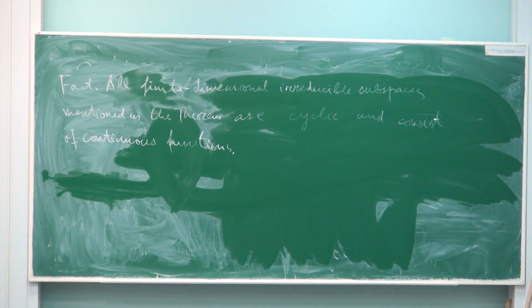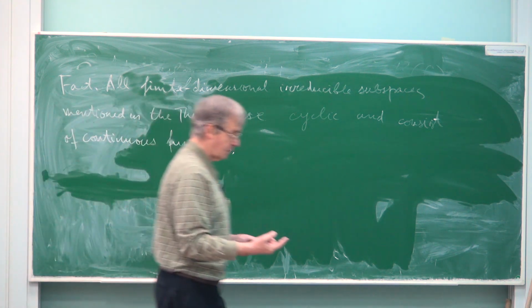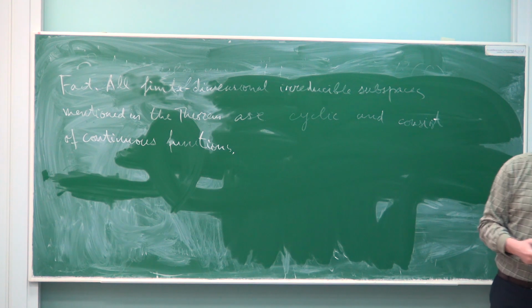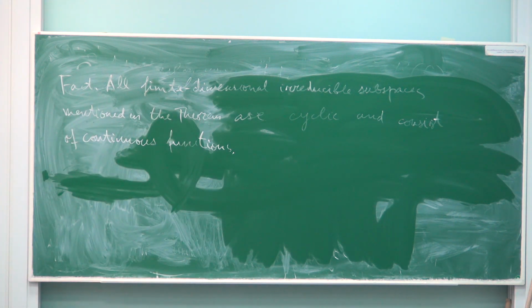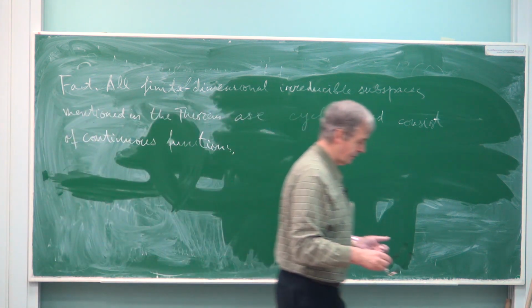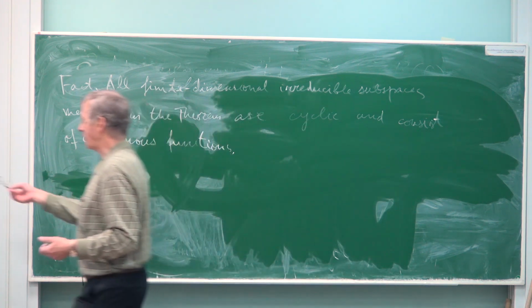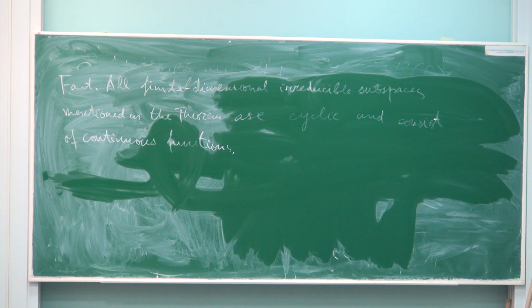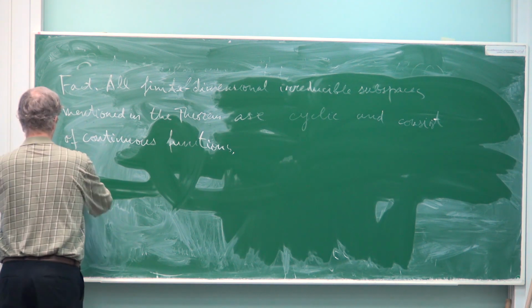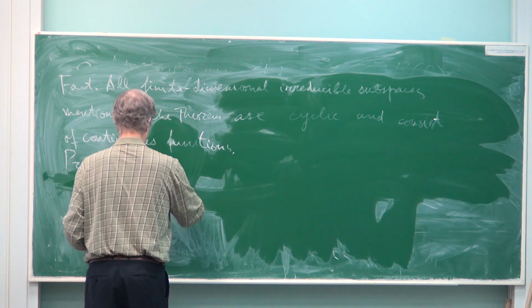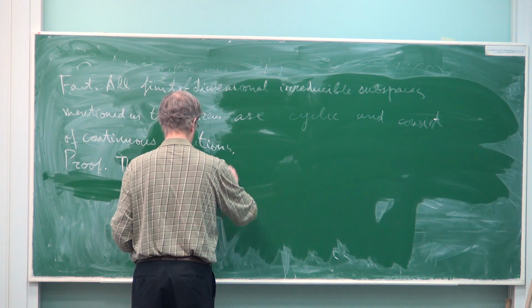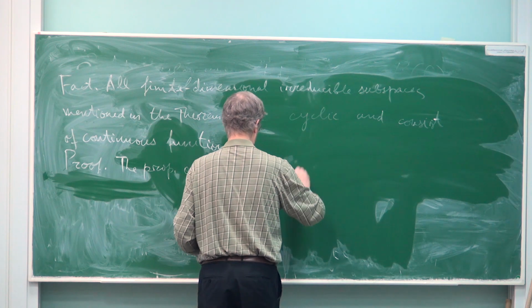Why are they cyclic? This is a property of every irreducible subspace. If we take any element in this irreducible subspace and consider the cyclic subspace corresponding to this element, simply the closed linear span of all shifts of this element, then we obtain a non-trivial invariant subspace, which must coincide with our irreducible subspace because it's irreducible. It cannot contain something smaller. Okay? So the proof of the property of being cyclic is obvious.